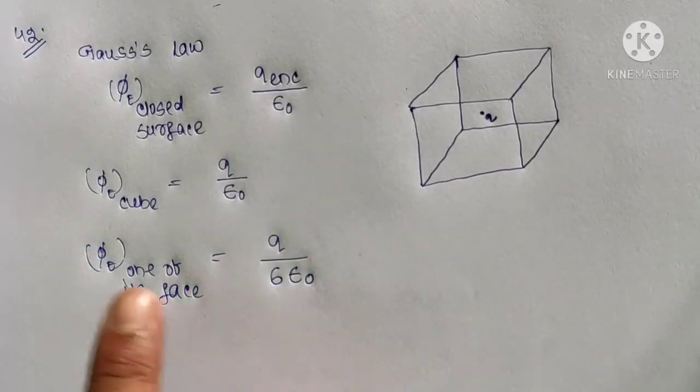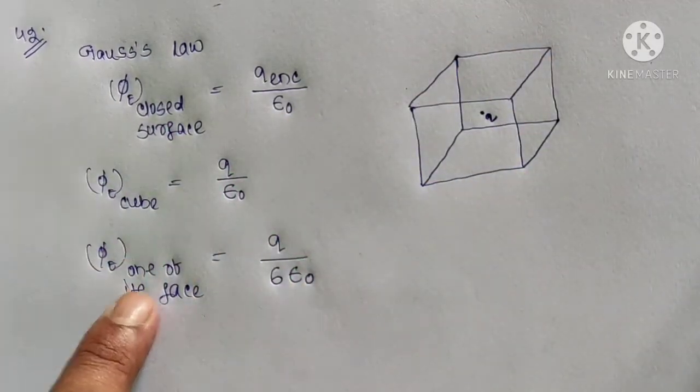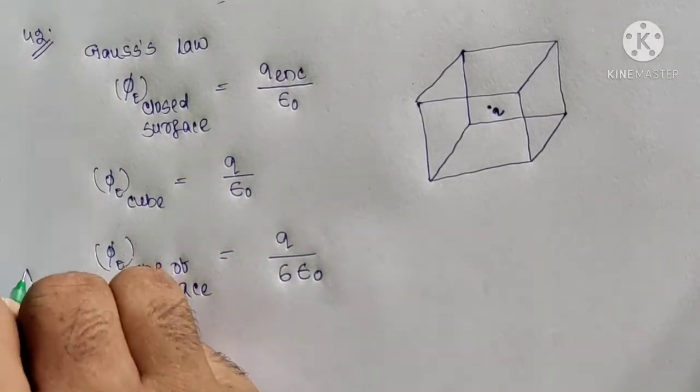Okay, flux through this entire cube will be q by epsilon, but about this one of its face will be q by 6 epsilon. So your correct option is option B.